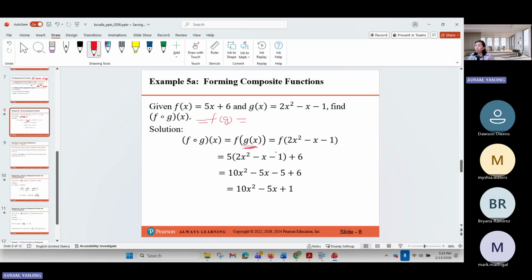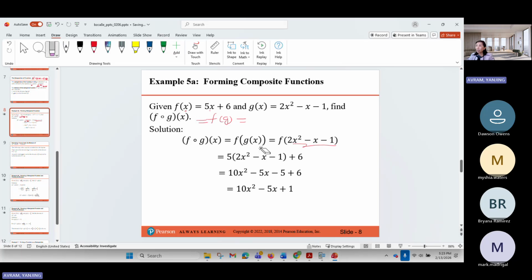The book is doing it this way. You put a G of X in. This whole thing is G of X, right? And then you go to the F function, which is 5x plus 6, and this X can be replaced by anything, using parentheses. So that is how you calculate this one.